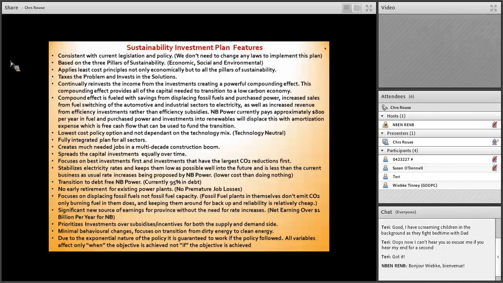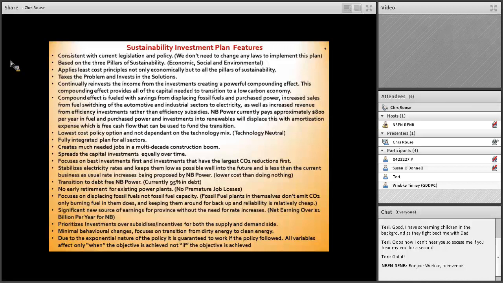NB Power currently pays approximately $800 million per year in fuel and purchase power, and investments into renewables will displace this with an amortization expense on their books, which is an expense, but it's free cash flow. So this can be used, this is the part that's going to grow exponentially. This is the lowest cost policy option, and it's not really dependent on the technology mix. So whatever mix we get at the end, it matters slightly, but it's essentially technology neutral.